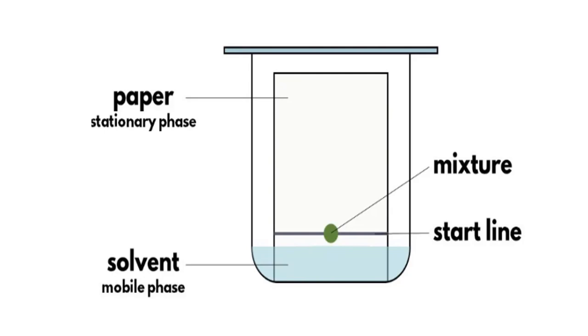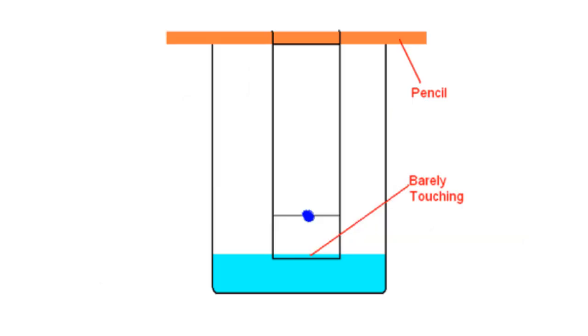But this should not touch. When we do this, the paper should not touch the bottom, so it should be suspended. Let's look at the other illustration, which is the ideal one. It should not touch the bottom of the beaker. Only the tip should be touching your mobile phase. We make the paper a cylinder roll, and it should not touch the walls of the beaker.